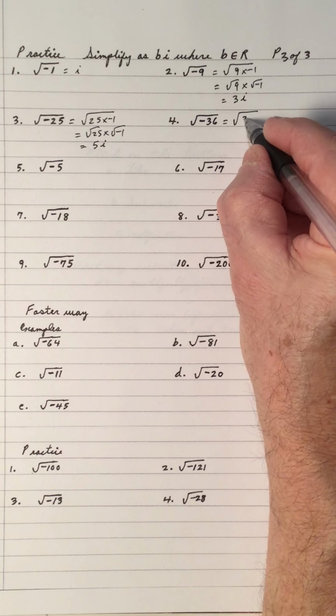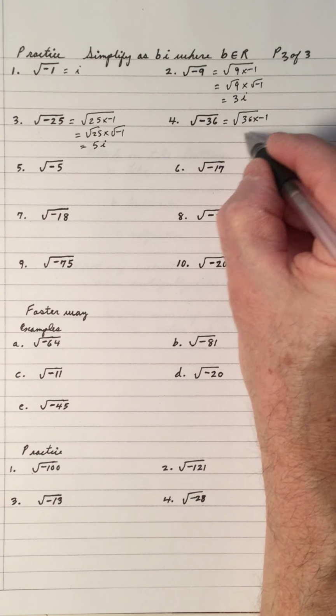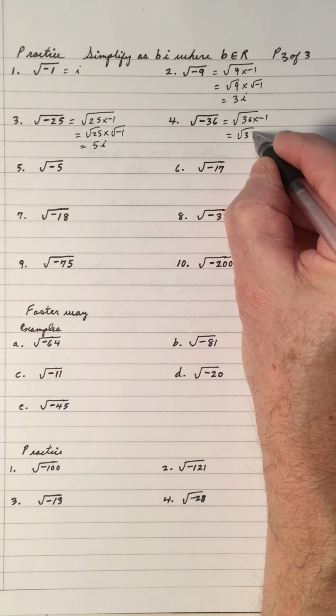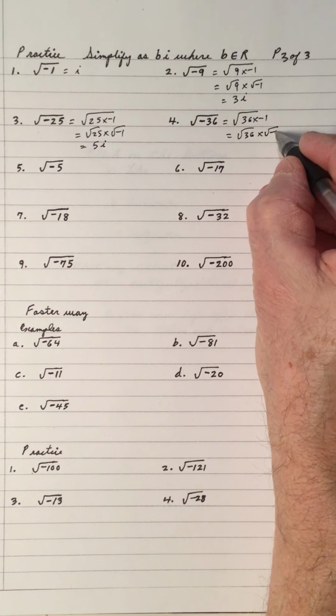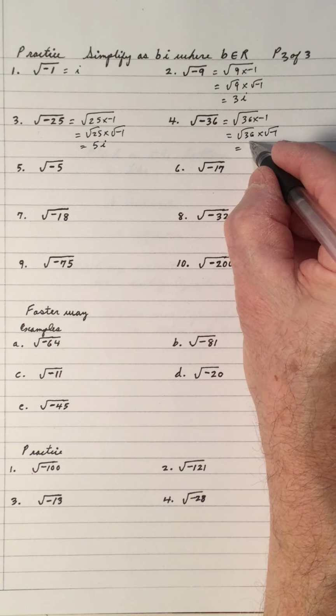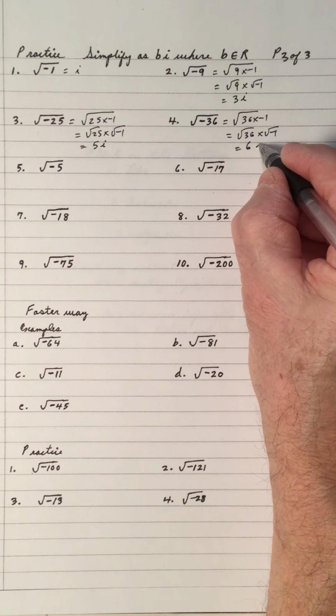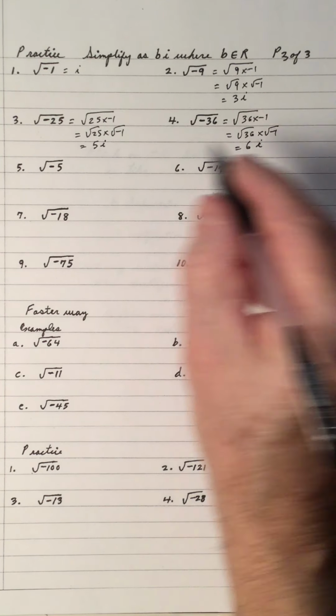That's the square root of 36 times negative 1, the square root of 36 times the square root of negative 1. The square root of 36 is 6. The square root of negative 1 is i, so 6i.